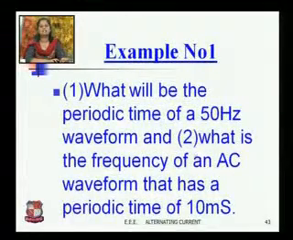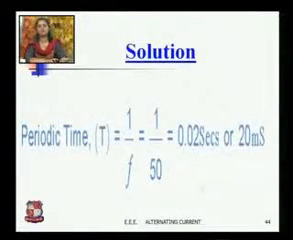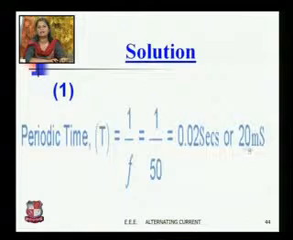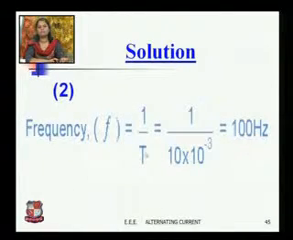Now this is a simple example which shows the relationship between frequency and waveform. First, you have to find the periodic time for a 50 Hz waveform, and secondly, you have to find the frequency for a periodic time of 10 milliseconds. So you have to use the relationship between time period and frequency. As we know, T is equal to 1 by F. Frequency is given as 50 Hz, so your time period is 20 milliseconds. In the same way for the second part, frequency is equal to 1 by T. Time period is given, it is 10 milliseconds, so it is 10 into 10 raised to minus 3, and your frequency is 100 Hz.